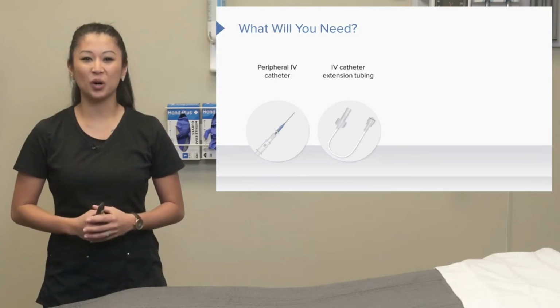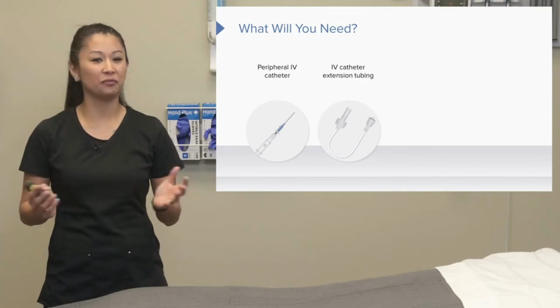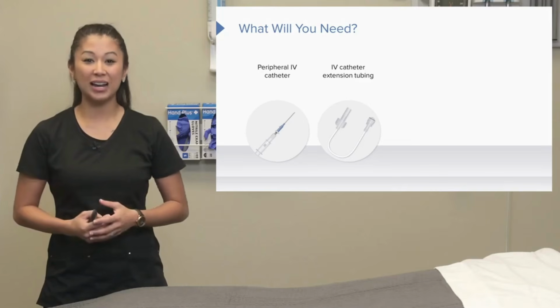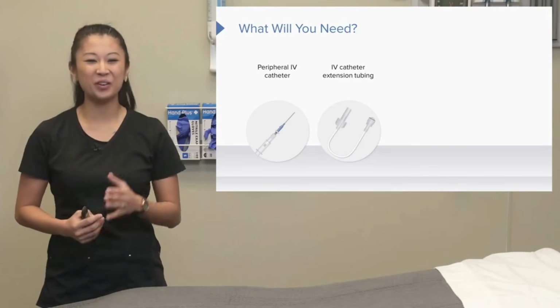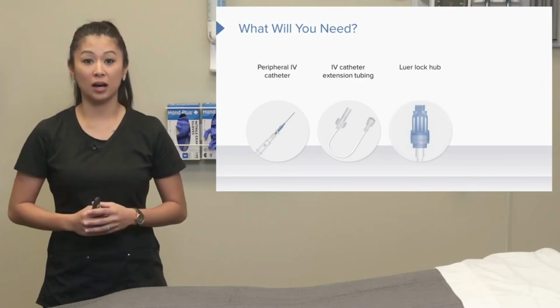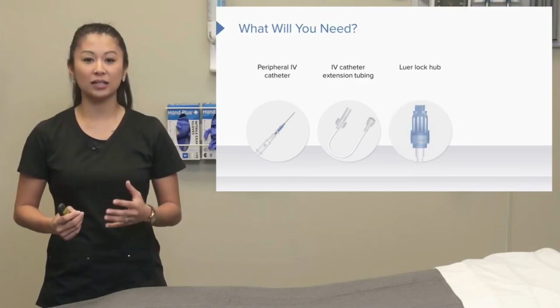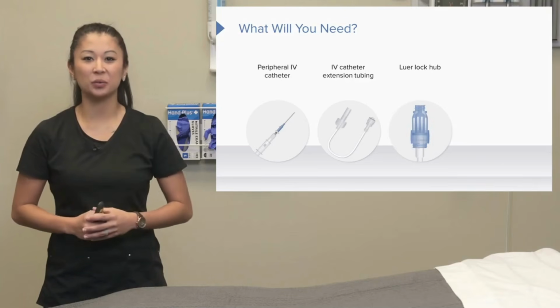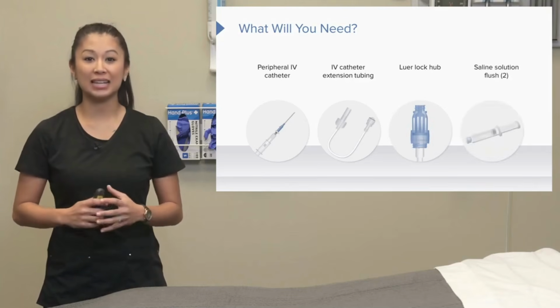All right, next we need to look at the extension tubing. Sometimes you're going to hear a nurse call this a pigtail. It's a funny name, but a lot of the time if someone says, hey, go get a pigtail, this is what they're talking about. Then we're going to need the Luer lock hub. So this is what's going to connect to your pigtail or your extension tubing. Then you're going to need saline flushes.